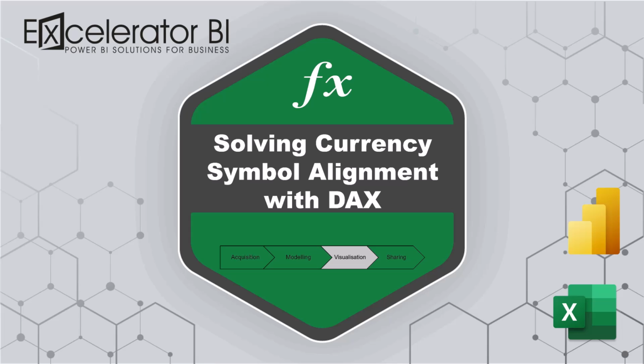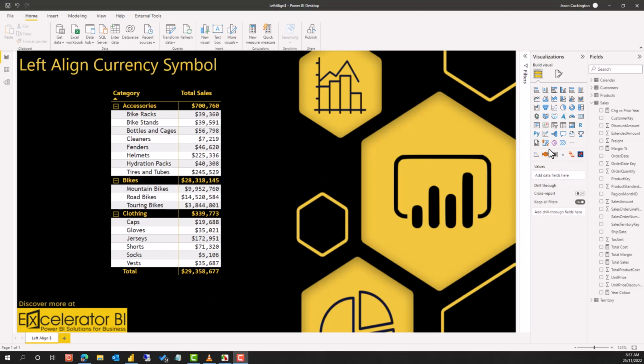Today we're going to explore a problem that's really easy to solve in Excel, but becomes a little bit more challenging when we switch over to Power BI. That is, how do we left align the currency symbol when we're presenting financial information? For this demonstration, I'm going to use the AdventureWorks dataset, but the real-world use case scenario of this technique would obviously be financial reporting.